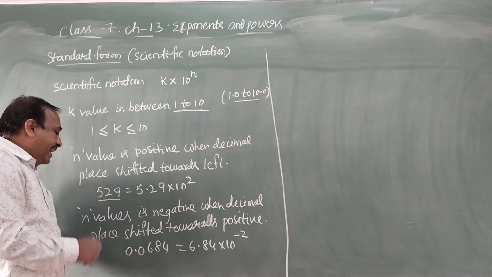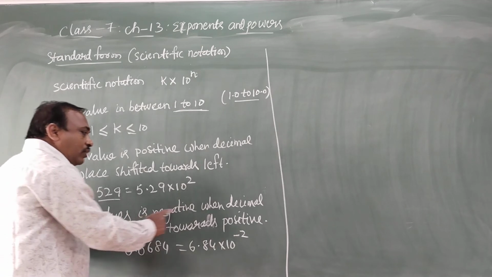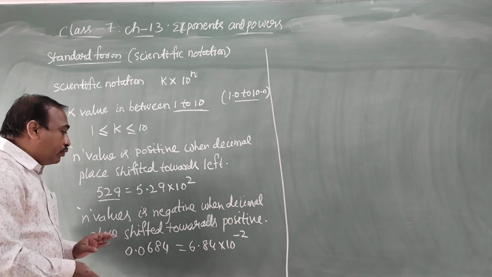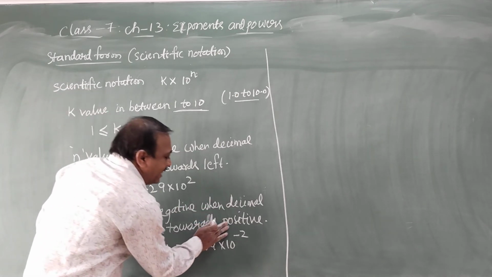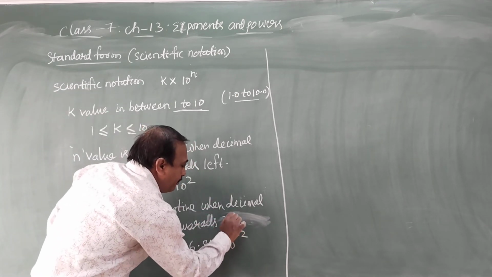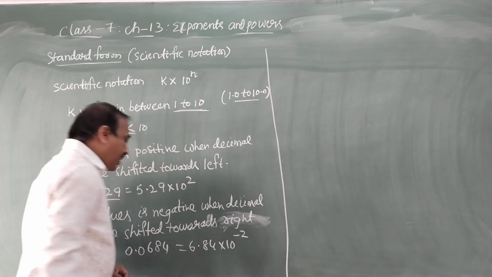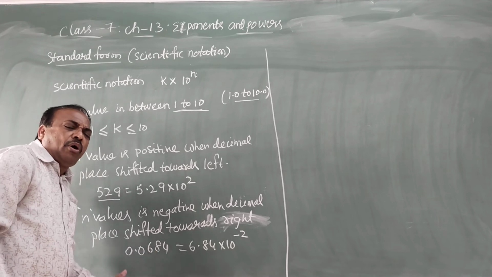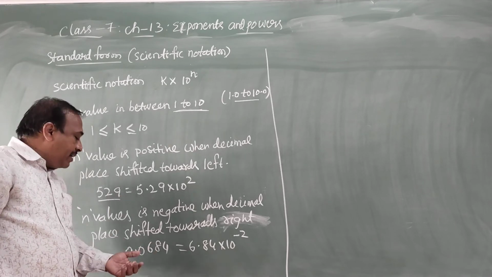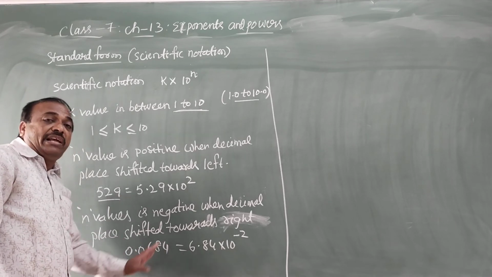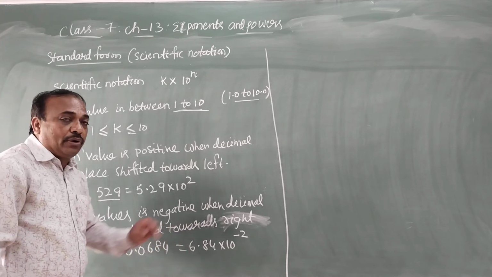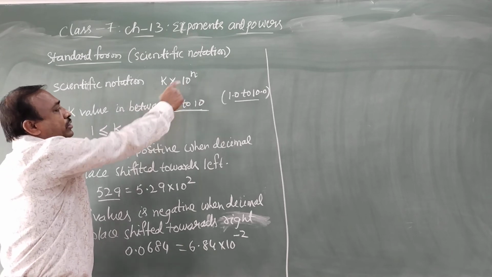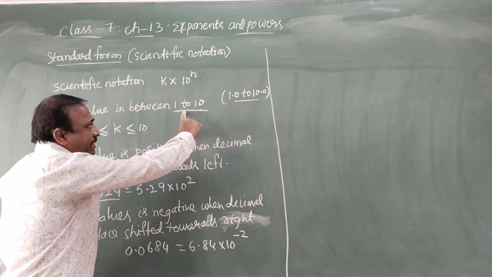Are you following? Next. The n value is negative when the decimal place is shifted towards the right side. So 0.0684, it is a very small number, a minute number. This we are able to express as scientific notation. The form should be k into 10 to the power n, and the k value should be in between 1 to 10.